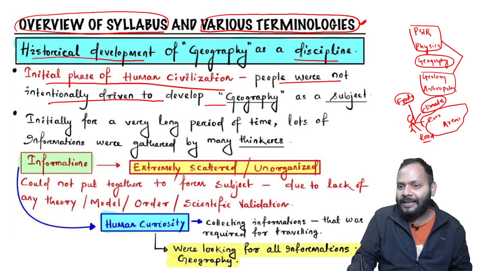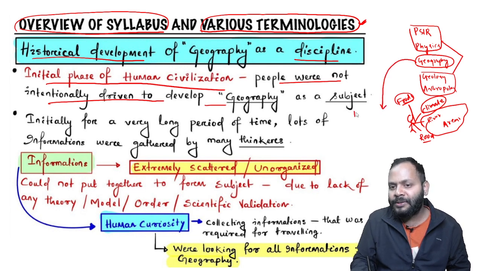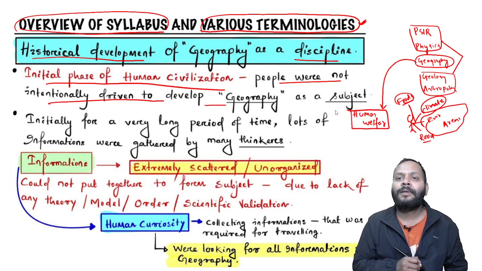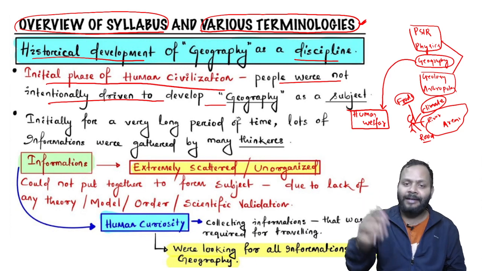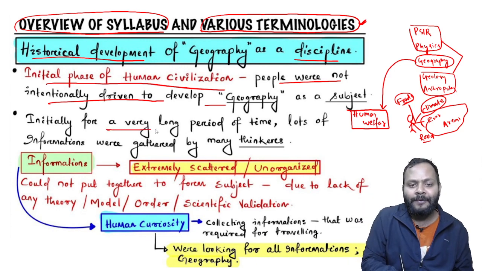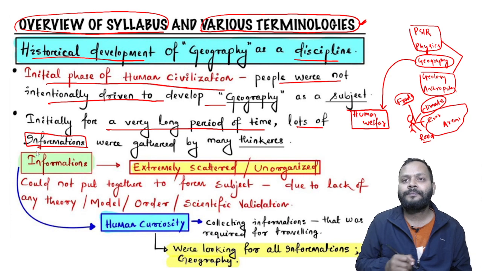Now can I say that geography, all of geography as a discipline, can be used for human society, for human welfare? Can I use geography as a subject for human welfare, right? That means the information was used in that way, right? Initially, for a very long period of time, there was lots of information. Can you tell me why there is more information?